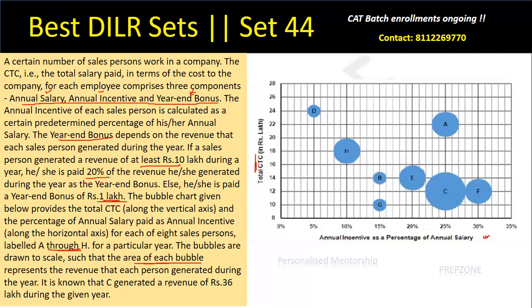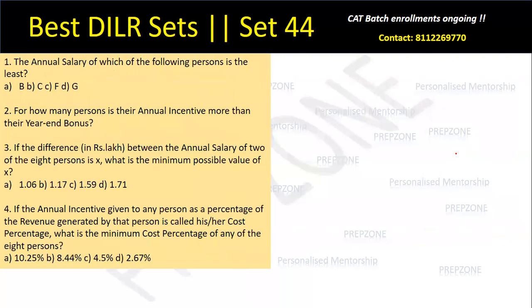It is also known that C generated a revenue of rupees 30 lakhs during the given year. Now C's revenue is already given to me and I need to calculate the revenue of all the other people with respect to C. So the question looks quite straightforward, that all the variables are already given to me. I'll just have to start the calculation. Here I will not even waste a single minute looking at the question or thinking about what to do, because I know it's a straightforward table that I have to make.